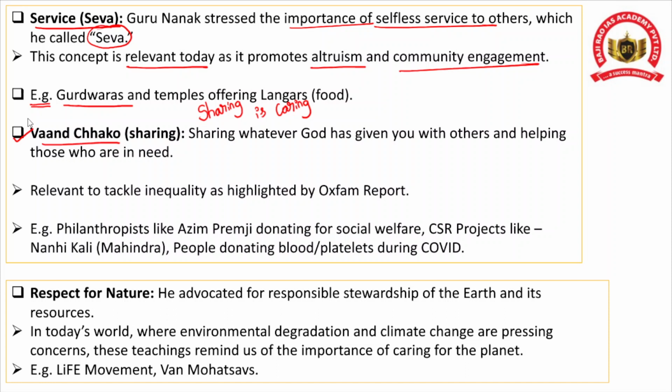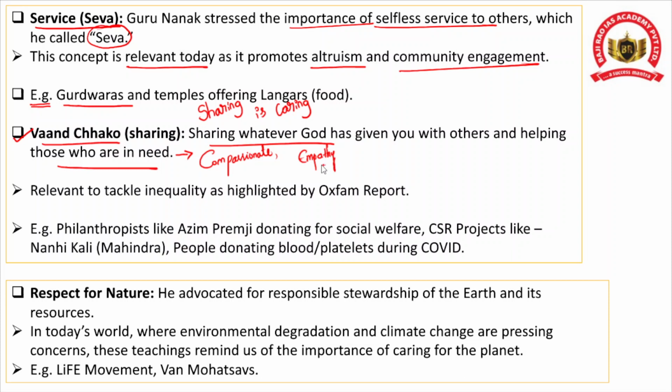In this context, Guru Nanak Dev Ji emphasized sharing. He called it Vand Chako, because he says to share whatever God has given you with others and help those who are in need. Helping those who are in need gives rise to a compassionate attitude and showing empathy towards the weaker sections and destitute people.